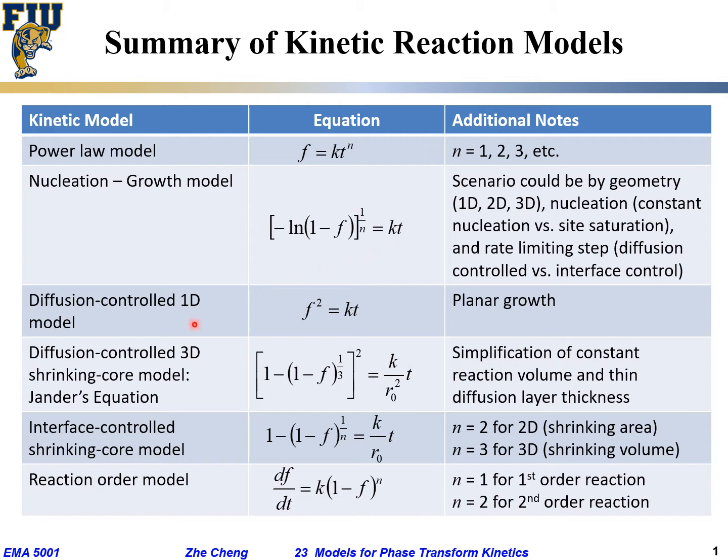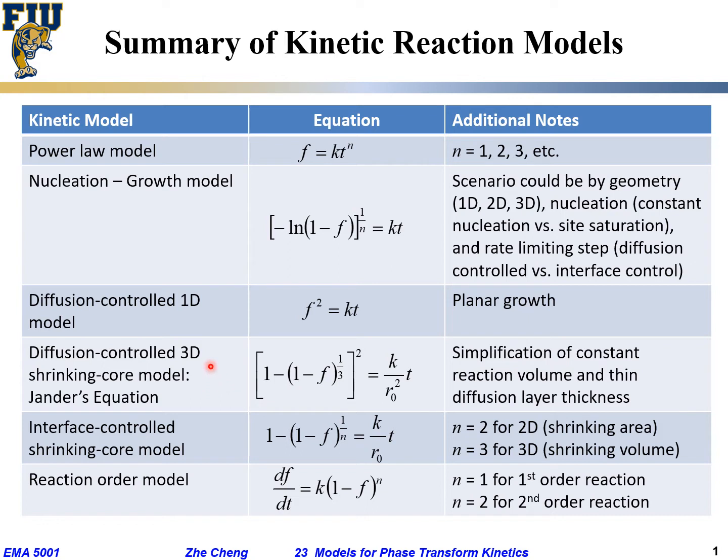And earlier we also said the diffusion controlled one-dimensional model. Of course, the fraction conversion squared would be kT. Of course, this is only applicable for low conversion. And we also just mentioned the two models.